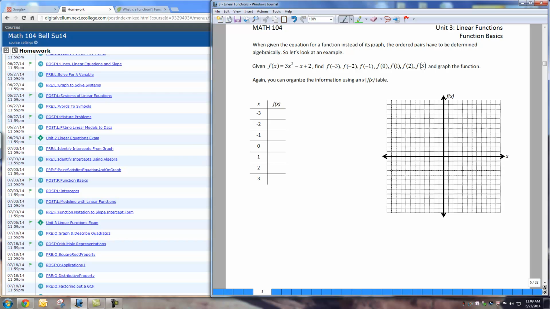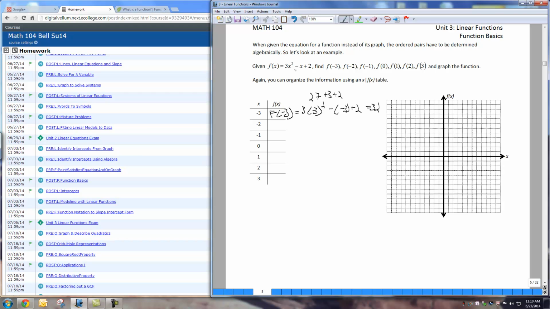So let's look at an example. Let's plug in these x values for f of x and then graph it. So when x is negative 3, f of negative 3 equals 3 times negative 3 squared minus negative 3 plus 2. So what does this equal? Negative 3 squared is 9 times 3 is 27 plus 3 plus 2. So this is 32. And keep going.